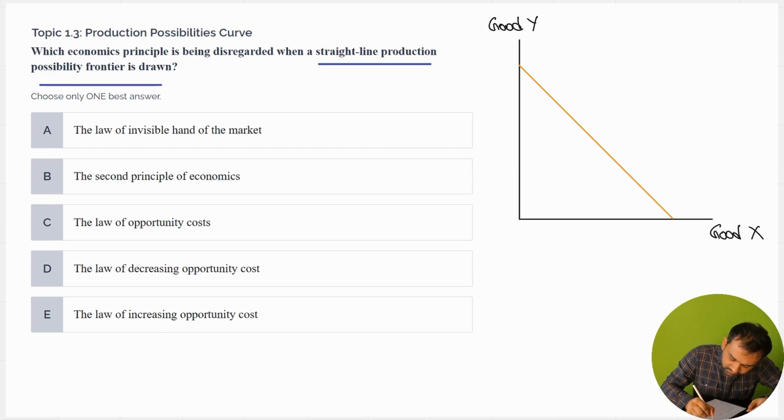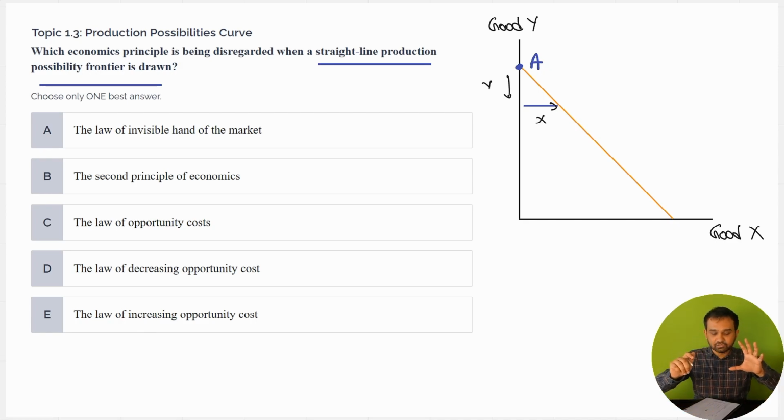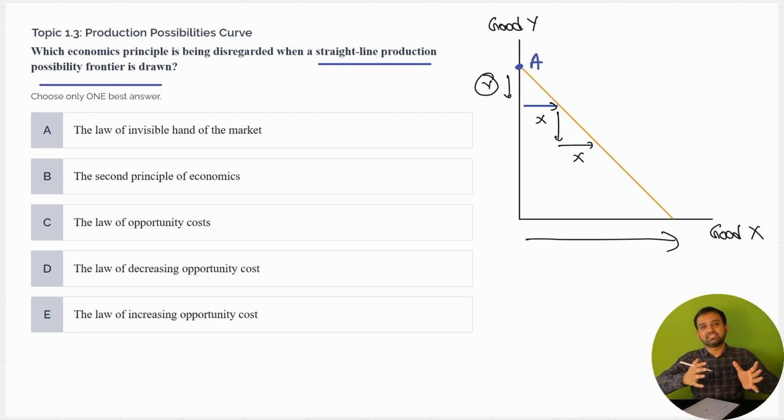So for instance, if you start out at point A here, and let's say you increase good X production by some units, good Y production will fall by some units. Now that ratio is constant throughout your entire journey. So if you increase production of X by the exact same amount, Y will fall back by the exact same amount as before. It can be 1x for 2y or 1x for 3y or any ratio it may be, but regardless, this ratio will stay fixed while you continue increasing production of X. And that applies if you go the other way as well.